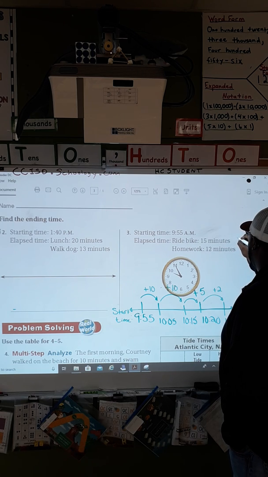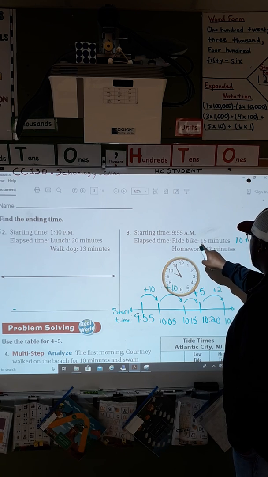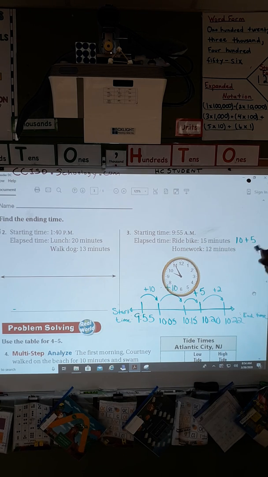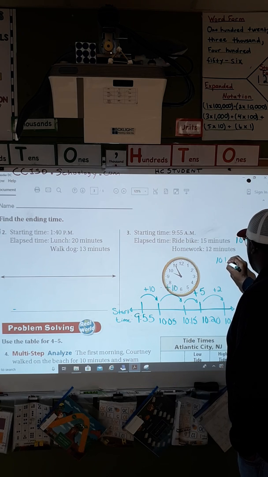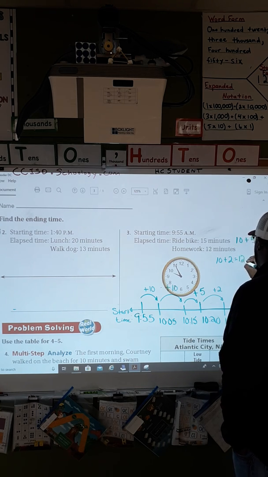So I have 10 plus 5 here. So 10 minutes plus 5 minutes equals 15 minutes. And expanded form here, we're going to have 10 plus 2, which equals 12 minutes.